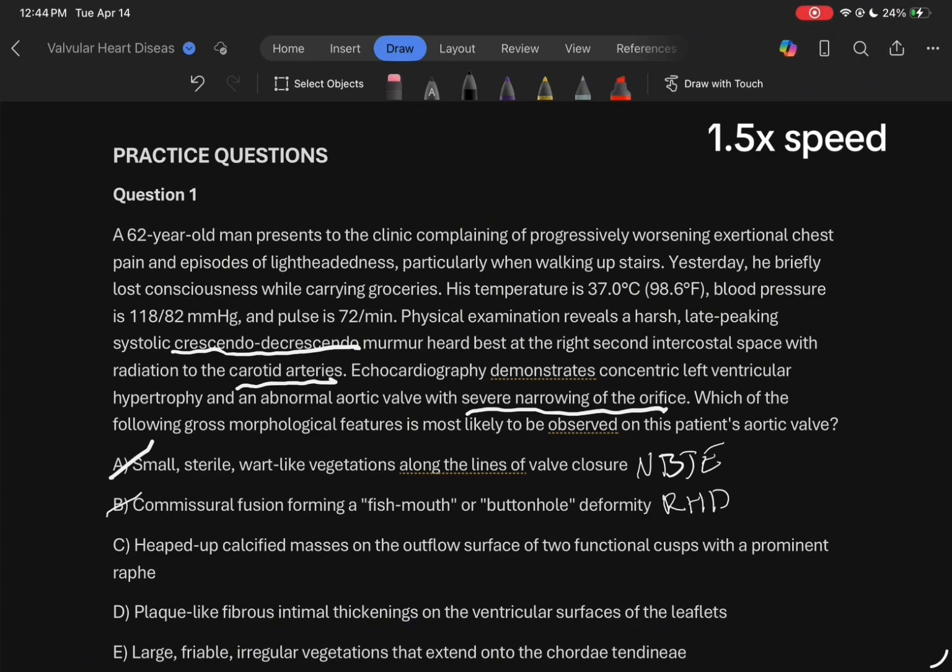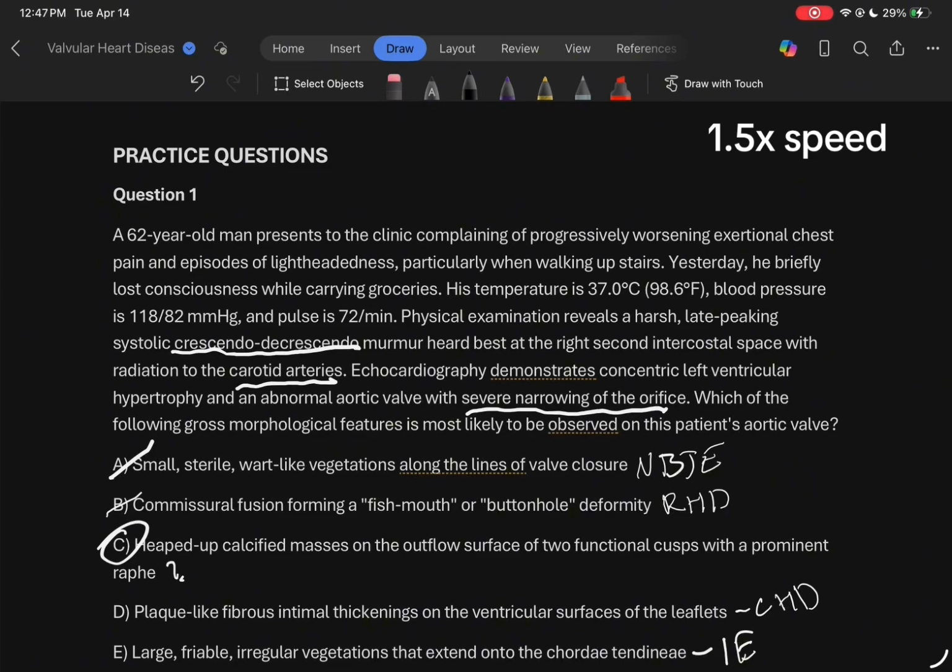C, we're going to have heaped up calcified masses on the outflow surface of two functional cusps with prominent raphe. We're going to put a question mark by that one because that could most likely be our answer, because that sounds like calcific aortic stenosis, but we're going to keep reading just in case. D, plaque-like fibrous intimal thickenings on the ventricular surfaces of the leaflets, and that's going to be characteristic of carcinoid heart disease. And then E, a large, friable, irregular vegetation that extends onto the chordae tendineae, and that's going to be infective endocarditis. And so now that we know that, we can go ahead and circle C because it's going to be calcific aortic stenosis.